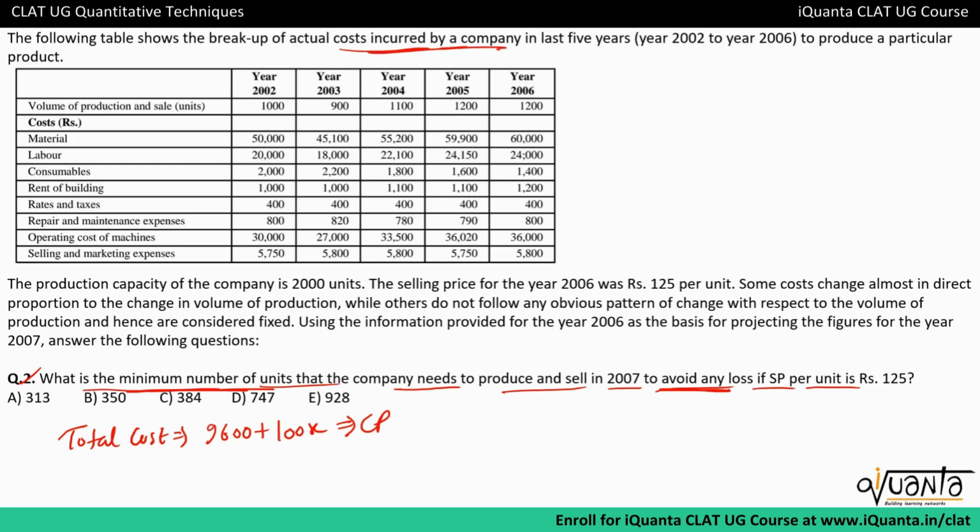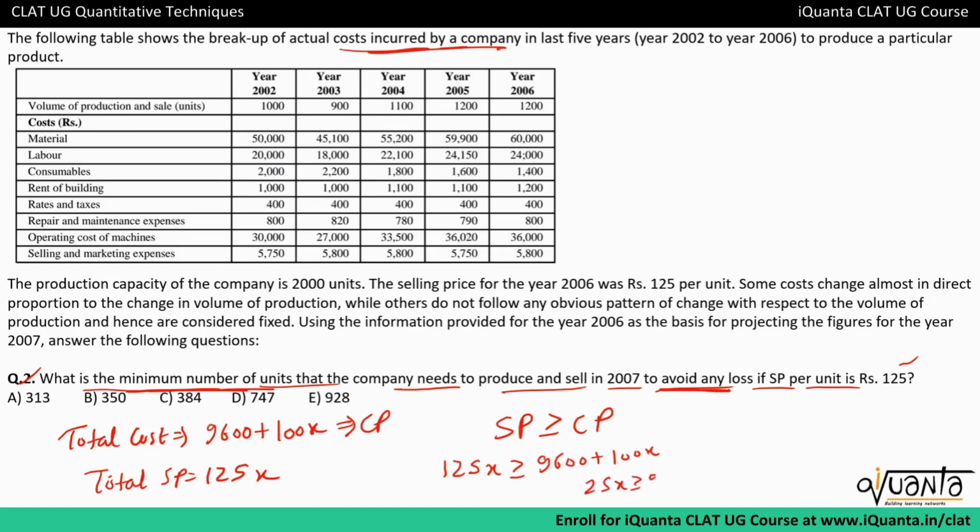Okay, now if there are X units produced in a year, then total SP would be 125 into X, because SP per unit is 125. We need to avoid a loss. That means SP should be greater than or equal to CP. So 125X should be greater than or equal to 9600 plus 100X. If you solve this, we'll get 25X greater than or equal to 9600, which means that X should be greater than or equal to how much? 384.